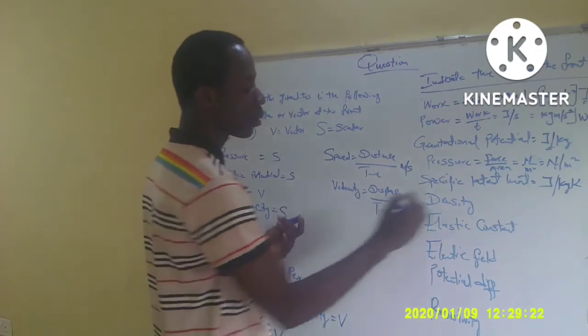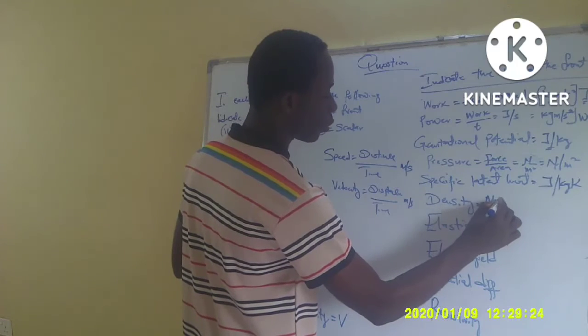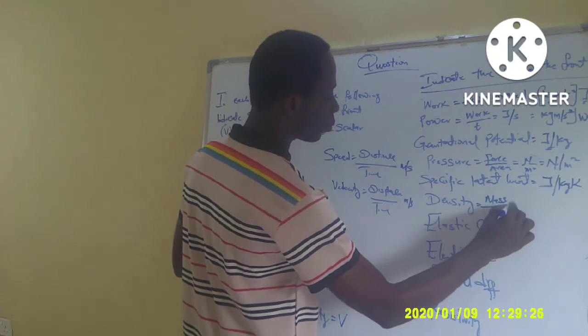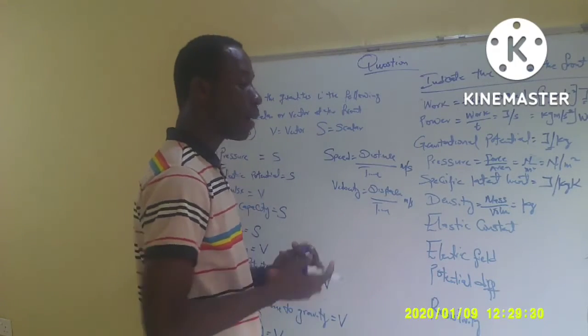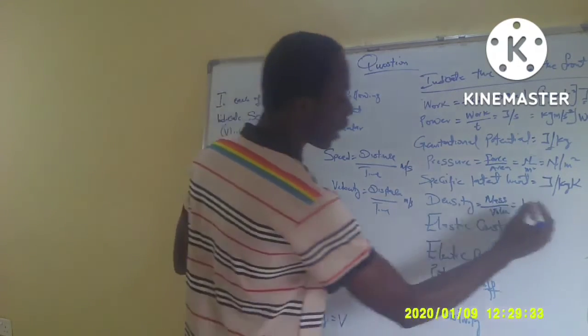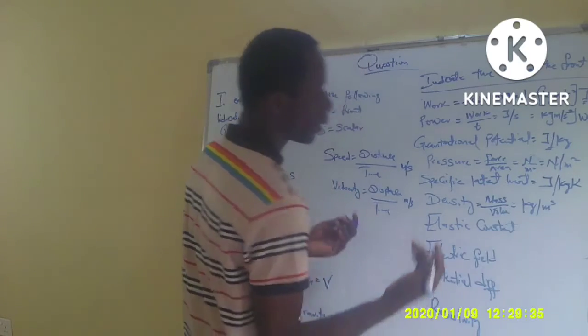Now density is what? Mass over volume. Mass is in kilogram, and volume is in meter cubed, so kilogram per meter cubed. So that's the unit.